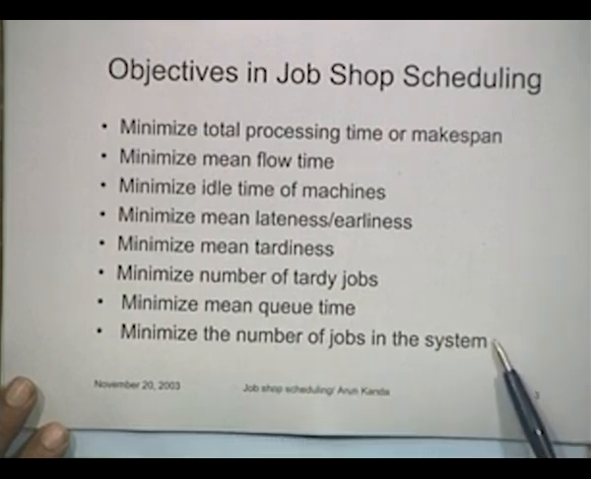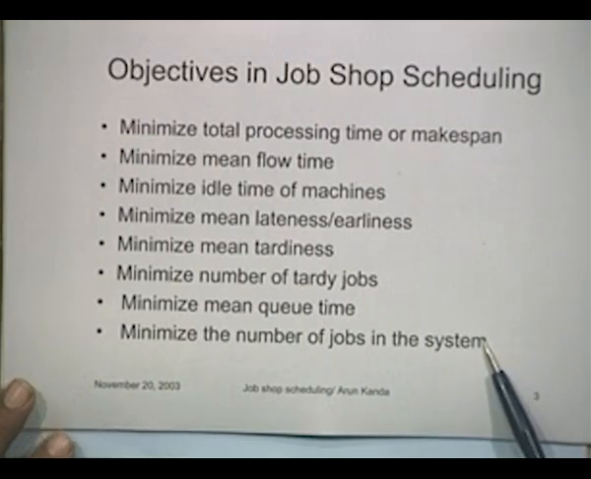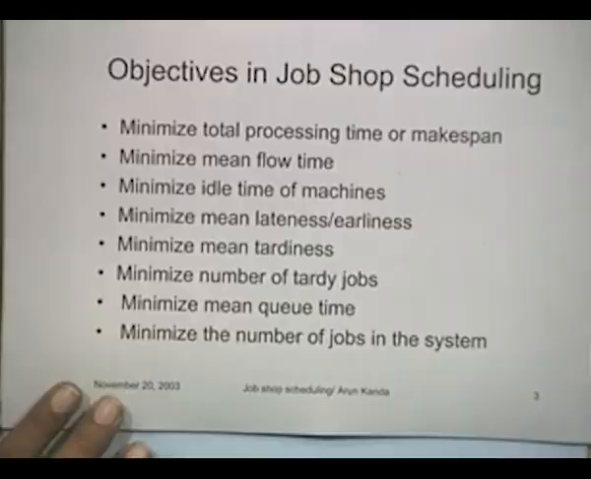You want to minimize the number of jobs in the system, because the lesser the number of jobs in the system, it means the more efficient you are. Actually, if there is no job in the system, you've done all the jobs, and therefore it would be a desirable thing to do. So there could be a variety of objectives in the typical job shop scheduling situation.